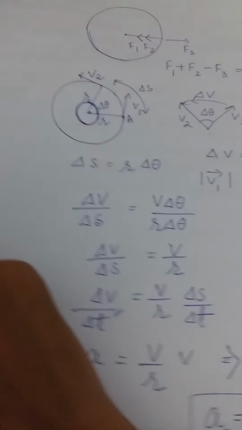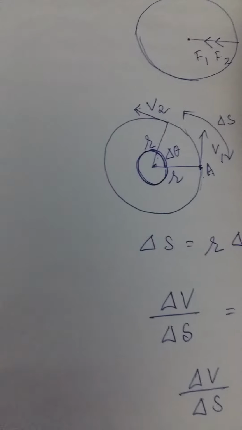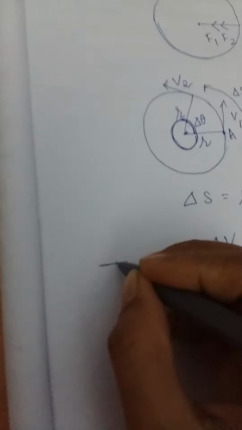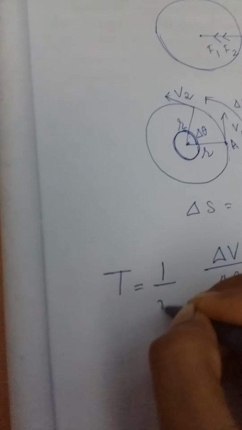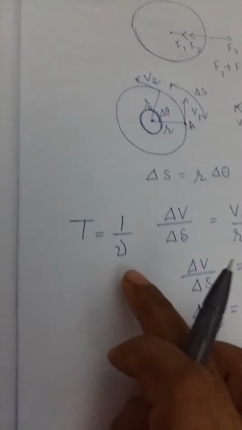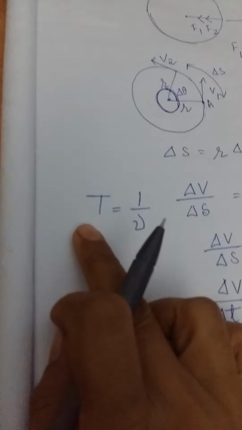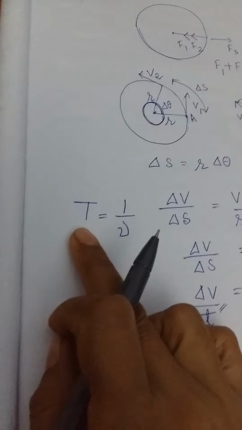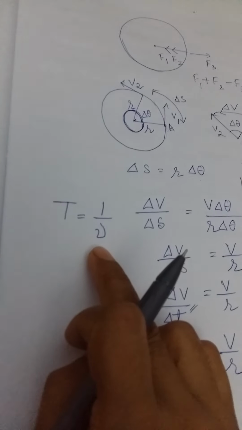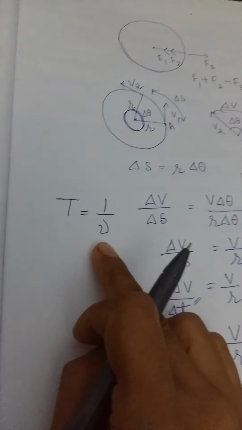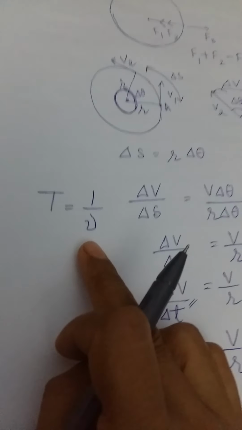There is one relation between frequency and the time period, which is capital T equals 1 by nu. Here nu represents the frequency and T represents the time period. Time period is the time taken for one complete revolution, and frequency means the number of revolutions completed in 1 second.